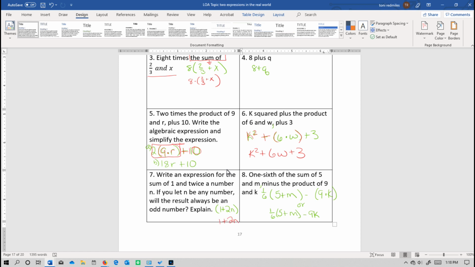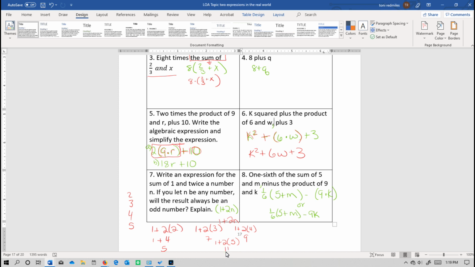If you let n be any number, will the result always be odd? So let's go ahead and put some numbers in. I'm going to put some positive and negative numbers in, and let's test this. Okay, this one is going to give me an answer of 5. Now I'm going to put 3 in. Let's put 3 in for n. 6 plus 1 is 7. Now I'm going to put 4 in. It's going to be 8 plus 1 is 9. And put 5 in. 10, 11. Okay, so they all came out odd numbers.